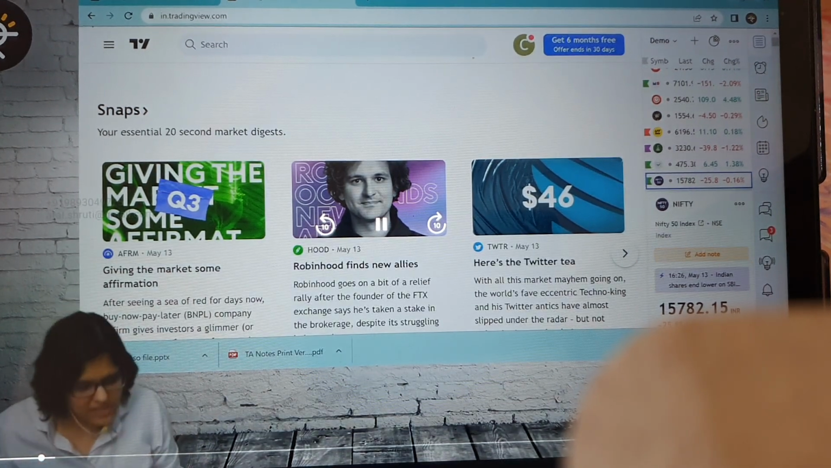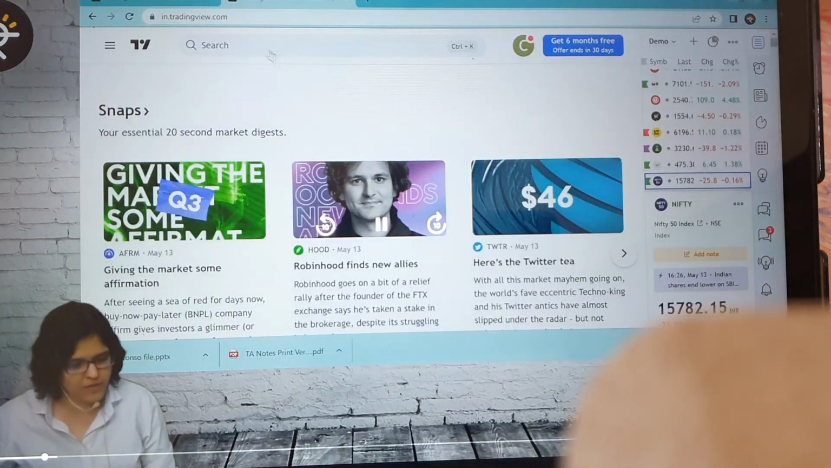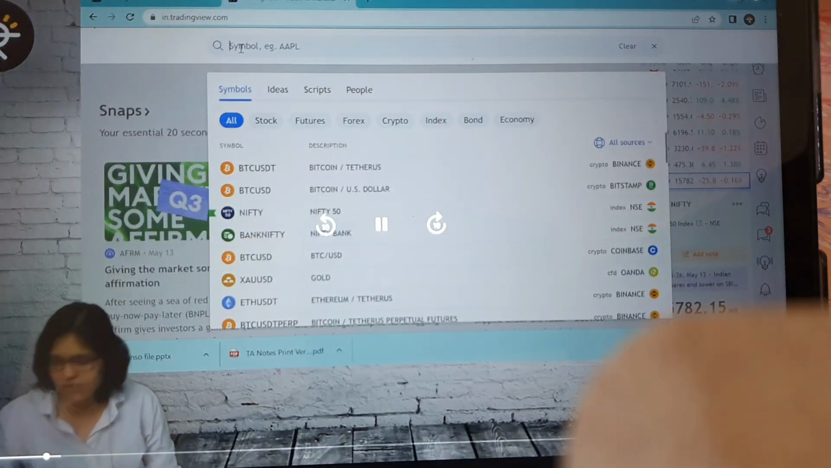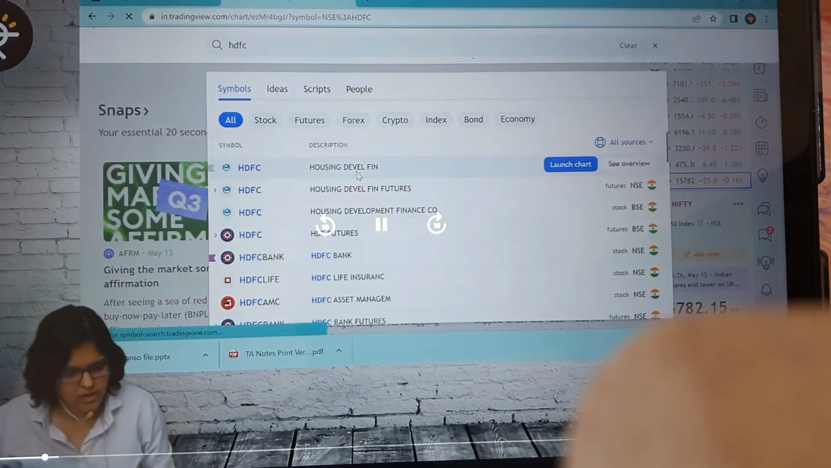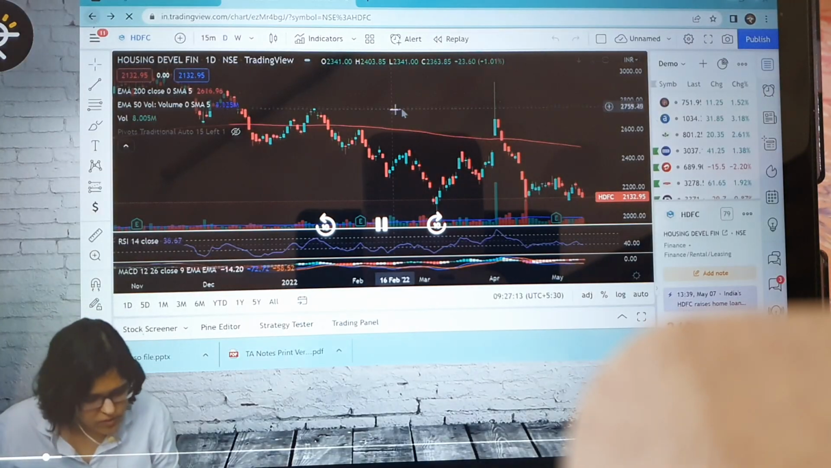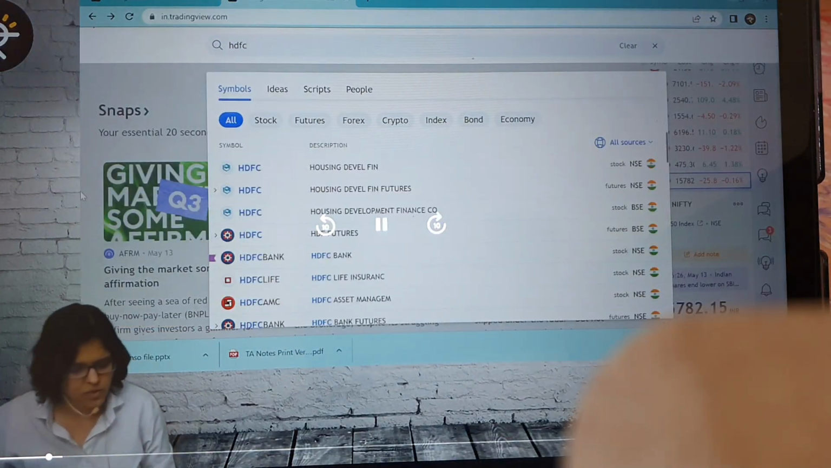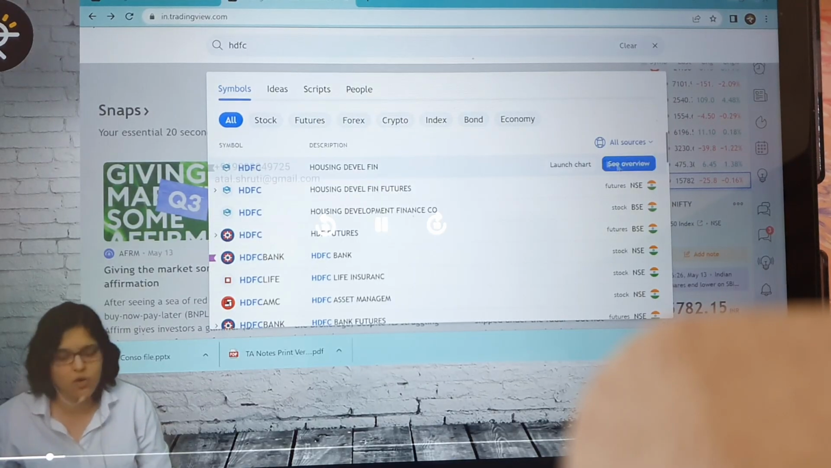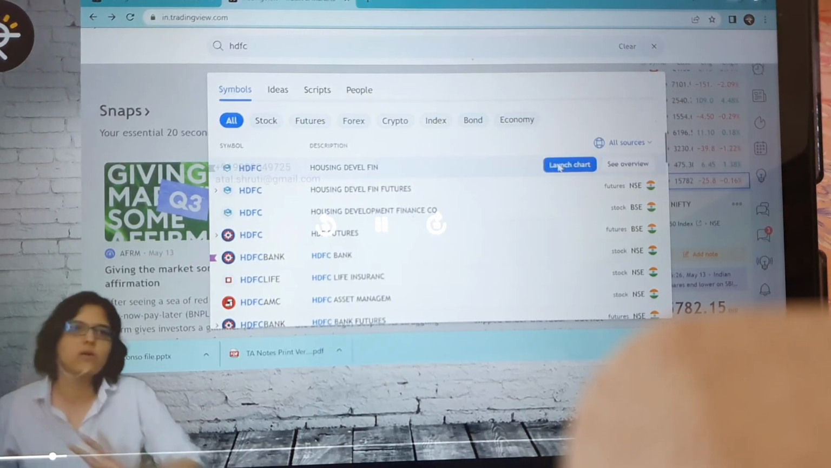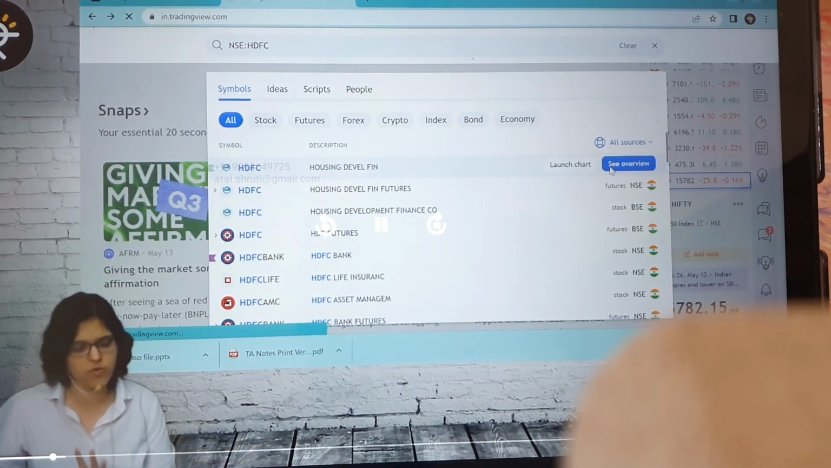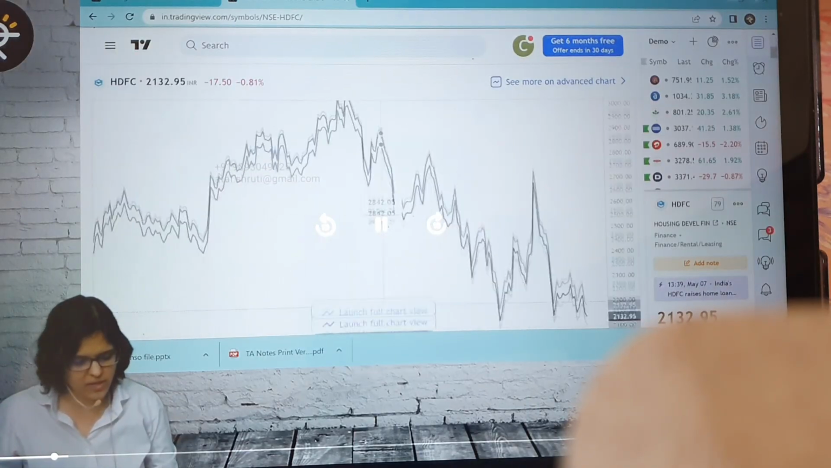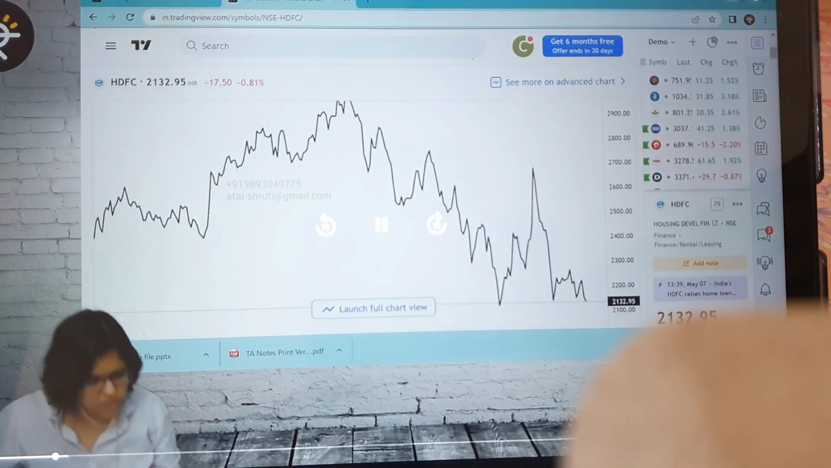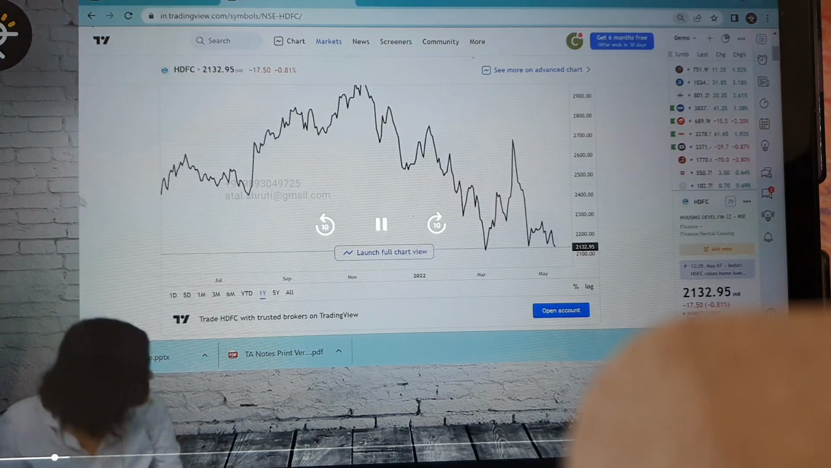Once this is open, you can go to the search bar. Everyone, it's clear, right? This is the search bar. Someone said HDFC, so here I type HDFC and click on that. If I hover on HDFC without clicking, you'll see two options, either launch chart or see overview. If I launch the chart, a full screen chart will be launched. If I click on see overview, it's not a full screen chart. This is how you can see a base level chart. I'll zoom out a little bit. It's still visible, right?